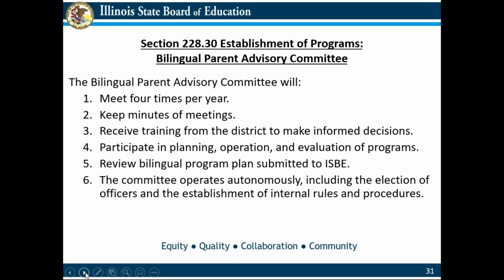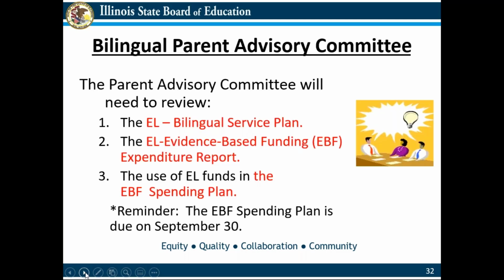We always encourage them to have election of officers with an establishment of internal rules and procedures. Therefore, a number of districts have now come up with a Bilingual Parent Advisory Committee manual that they disperse to all their members, and everybody agrees to those policies before they begin for the school year. Here is what we ask them to review: the EL Bilingual Service Plan, the EL Evidence-Based Funding Expenditure Report, or EBF report, and how they spend EL funds in the EBF Spending Plan. As a tiny reminder, coming up, we have the EBF Spending Plan that is due on September 30th.